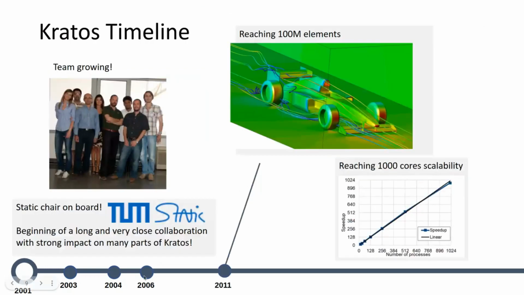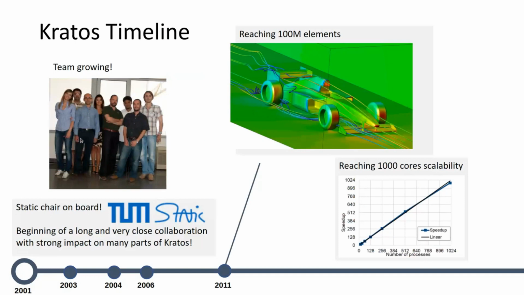Now I give a little jump to 2011, and the team is growing. Here, the father of Kratos, Puyan Datband, Ricardo Rossi, Antonio Arese, who is now at the University of Padova, and Pavel Rushikov.